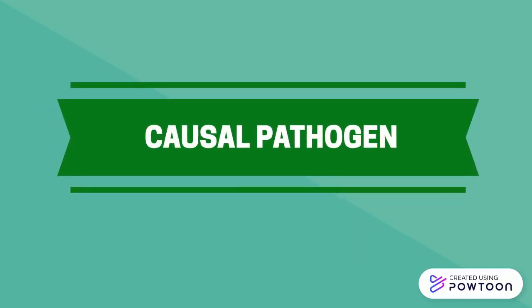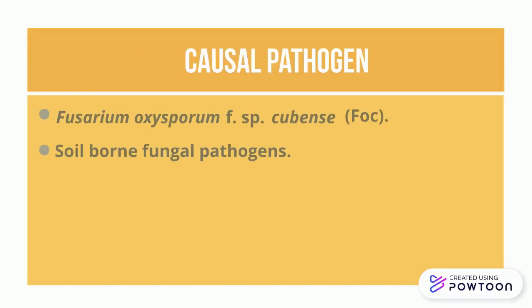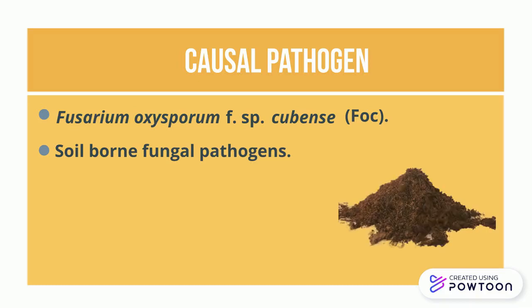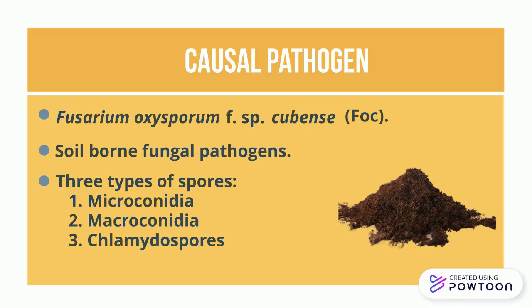So, what is the causal pathogen of Fusarium wilt? Fusarium wilt of banana, or Panama disease, is one of the devastating soil-borne fungal pathogens caused by Fusarium oxysporum f. sp. cubense (FOC). The fungus produces three types of spores, which are microconidia, macroconidia, and chlamydospores.